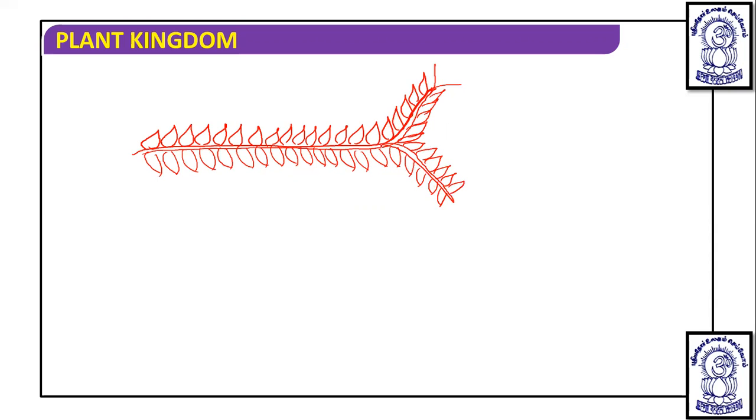Now from where the branch originates, you will find one branch coming like this. Okay, and here at the top you will find a group of sporophylls, and that is nothing but a strobilus or cone. Now here, structures like this particular one are seen.